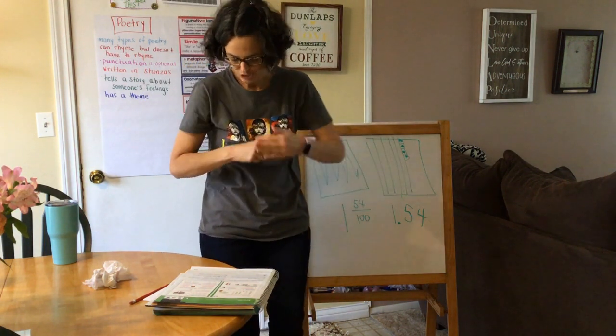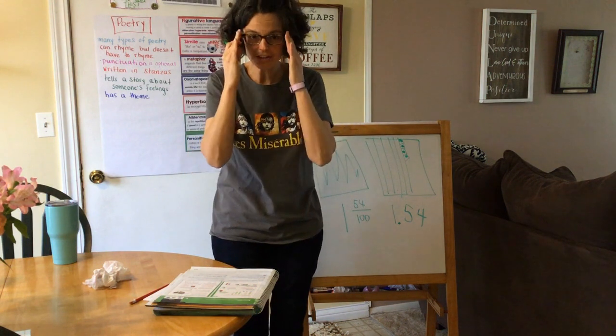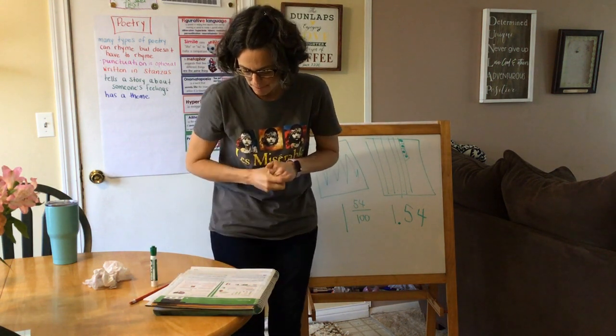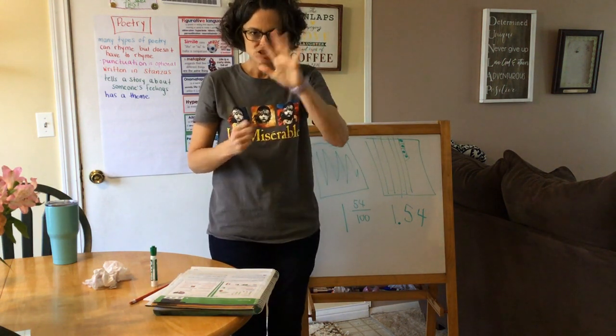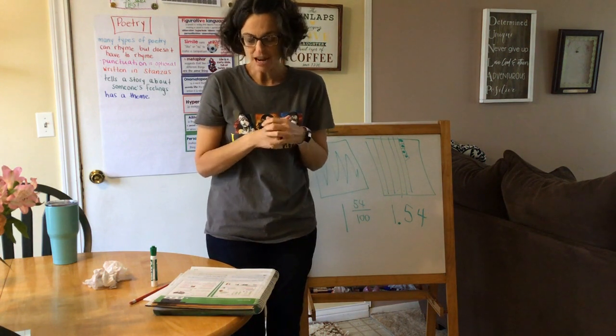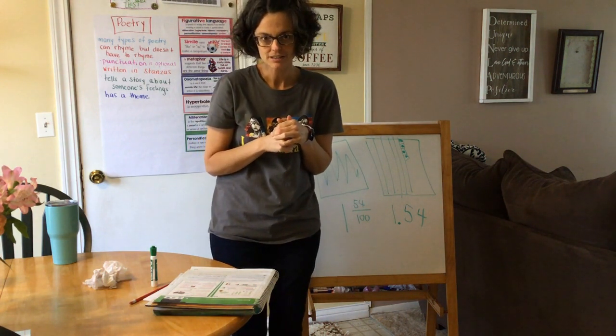Okay. You're going to go back to page 629, and you're going to see if you can figure out number 5. So look at the grid and look at number 5. Ready? Go.